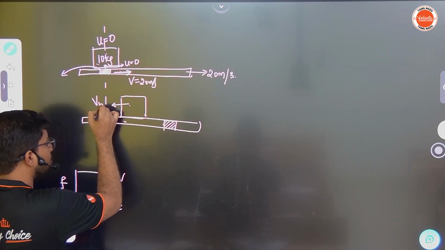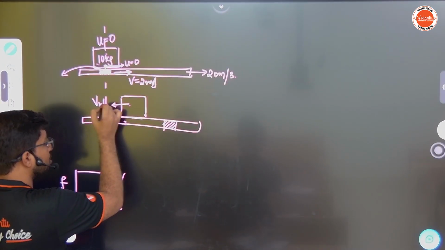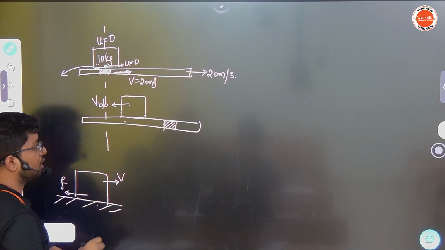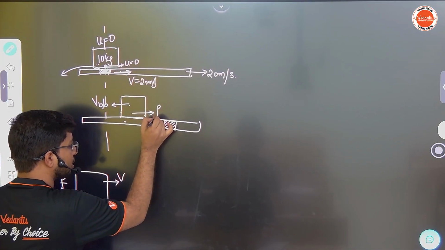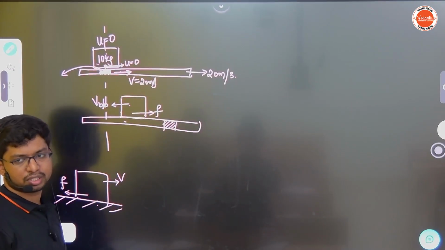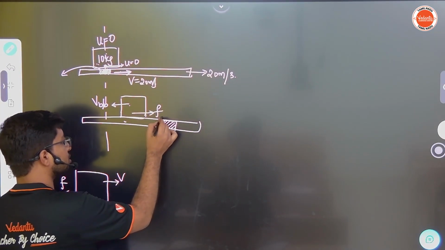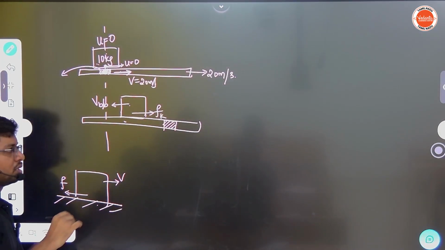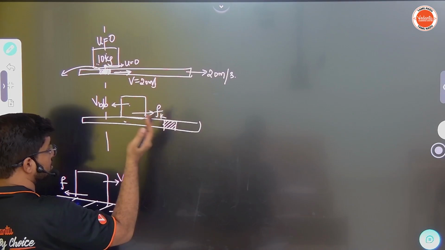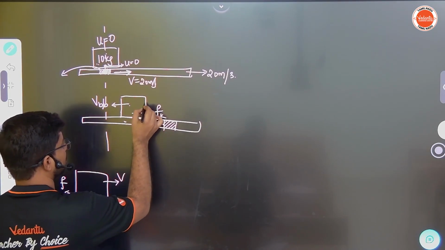Now, with respect to the belt here, what is the velocity of this one? This is the velocity of the block with respect to the belt, right? If this is the velocity of the block with respect to the belt, then friction on the block should be acting in the forward direction. Understood? So this is your kinetic friction. Clear?